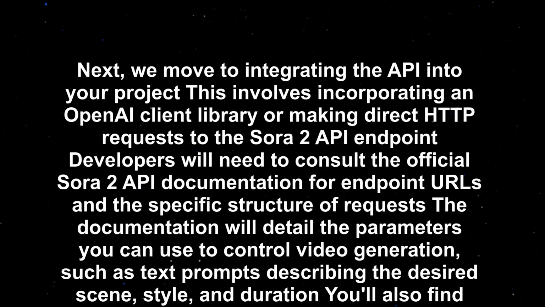Next, we move to integrating the API into your project. This involves incorporating an OpenAI client library or making direct HTTP requests to the Sora 2 API. Developers will need to consult the official Sora 2 API documentation for endpoint URLs and the specific structure of requests. The documentation will detail the parameters you can use to control video generation, such as text prompts describing the desired scene, style, and duration. You'll also find information on how to handle authentication using your generated API key.